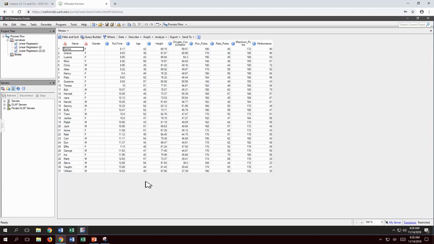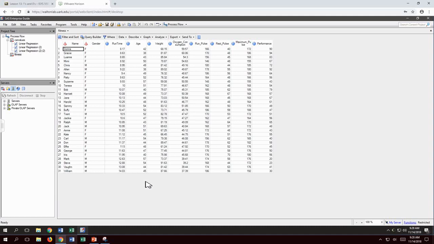In this fitness data set, we have the name of a person and their gender. They went on a run, and we know how long it took them. We have their age and their weight. I'm going to think their weight is probably not in pounds, throw it out there. Probably in kilograms on that one. Totally pounds? Yeah, 68-pound, 42-year-old.